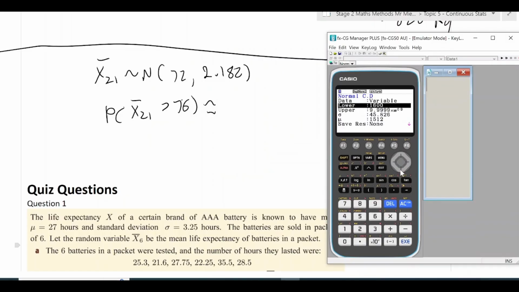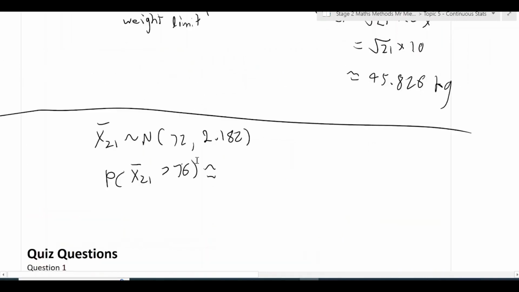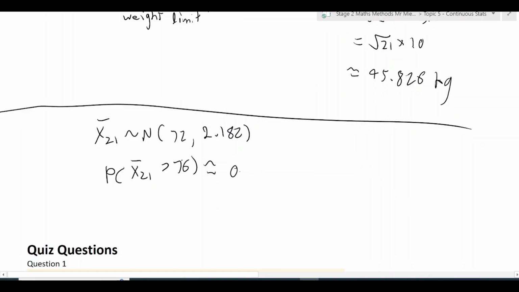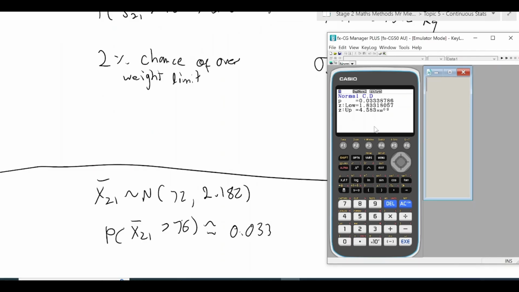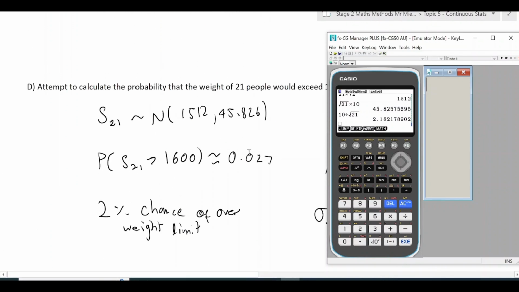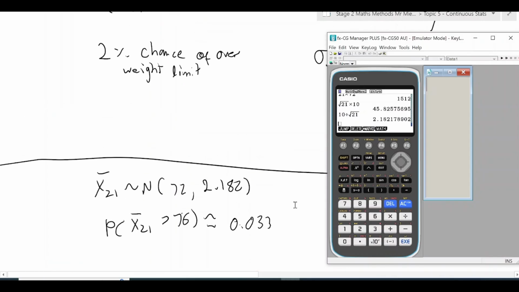So again, we're just going to do 76 as our lower. The upper will be the same. The standard deviation will be 2.182, and then the mean will be 72. Execute that. 0.033. Something's obviously gone a little bit wrong there. 0.033. It's about the same. I suspect, and I'm not going to get too bogged down in it, that that's just due to rounding with the standard deviations. That could be slightly wrong there. 2.182. Yeah, it's probably just a rounding thing there, but you can see 2.7 and 3.3% are very similar.